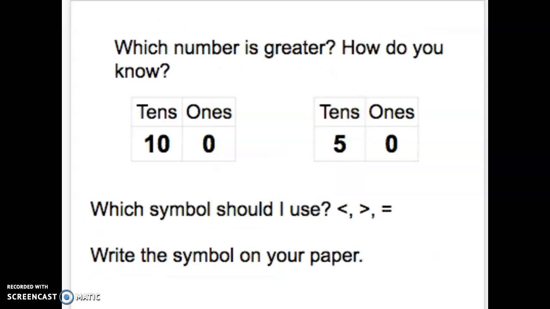Which number is greater, and how do you know? If you look at your first place value chart, you have 10 tens and 0 ones. This place value chart has 5 tens and 0 ones. Which symbol should I use to compare these numbers? Write the symbol on your paper.